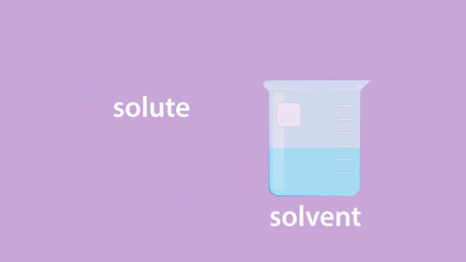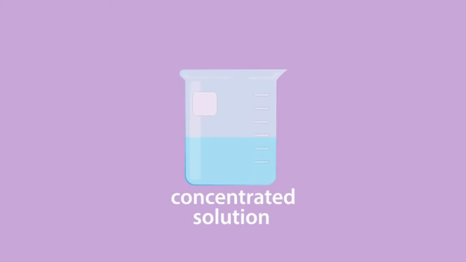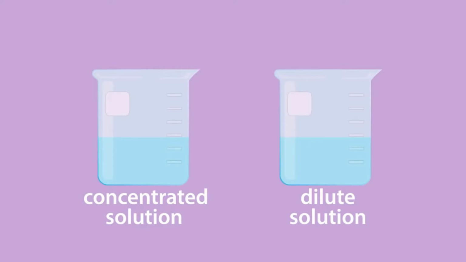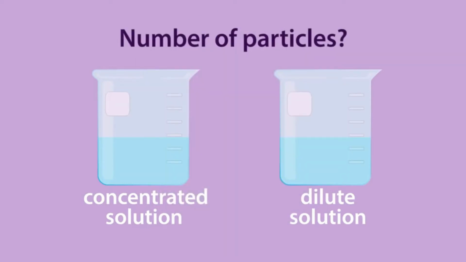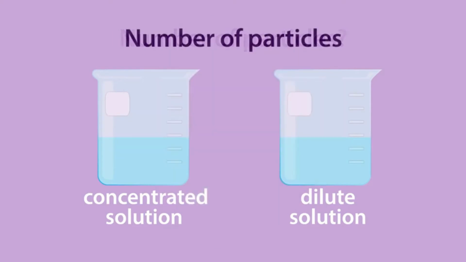Concentration of a solution is a measure of the number of particles of a solute, a dissolvable solid, which are in the solvent, the liquid in which the solute is dissolved. What might you say about the number of particles in a concentrated solution compared with a dilute solution? Pause, think, and continue when ready. The number of particles in a concentrated solution is greater than the number of particles found in a dilute solution.